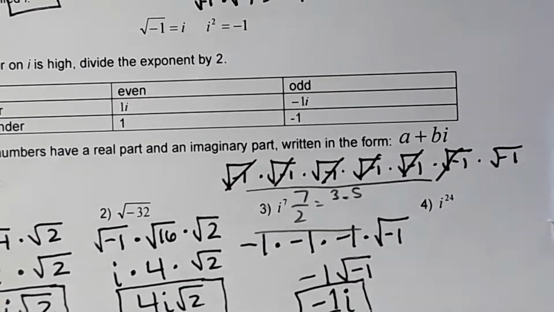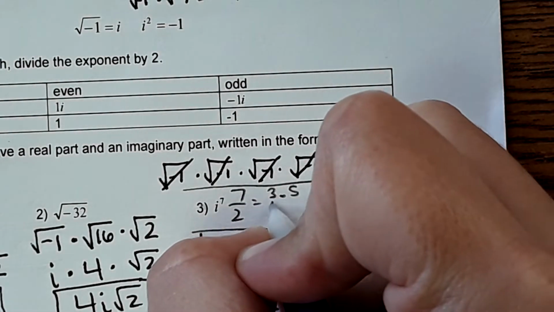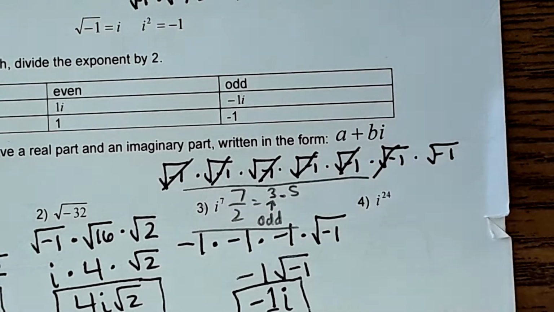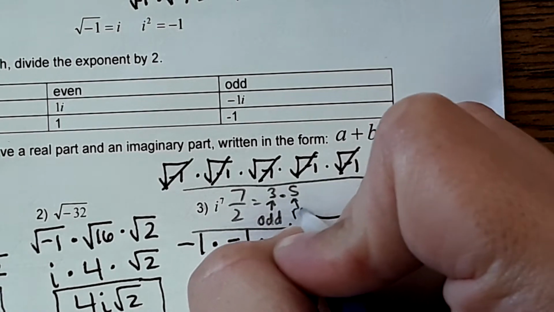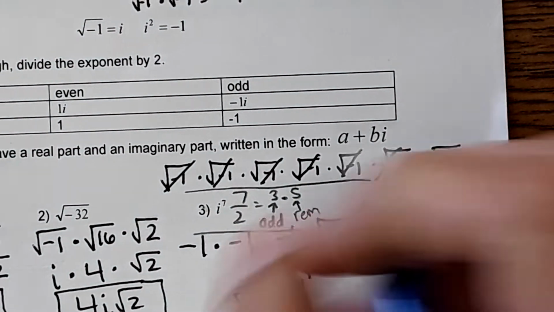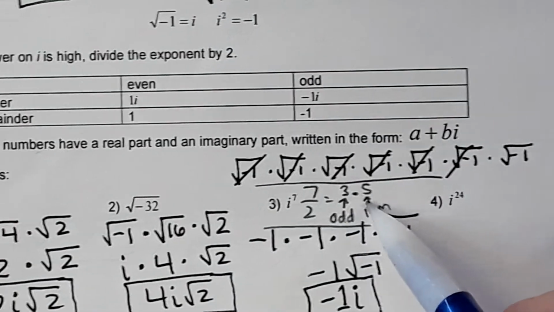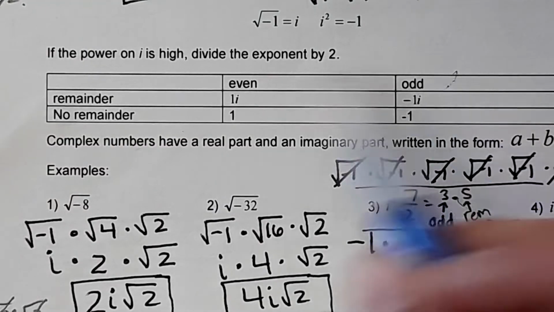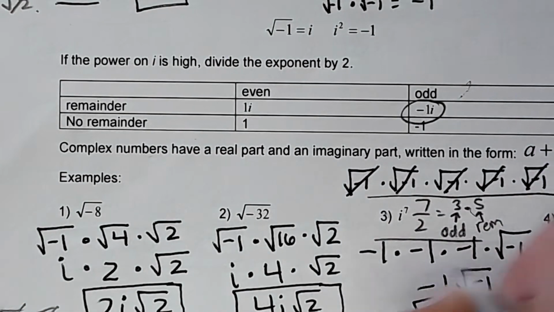I'll zoom in even further. Okay, so with that 3.5, I look at whether this is odd or even. So this is odd. And this 0.5, I'm considering it a remainder. And so this is where the chart comes in. If it's odd with a remainder, so I'm going odd right here with a remainder, the answer is going to be negative 1i.